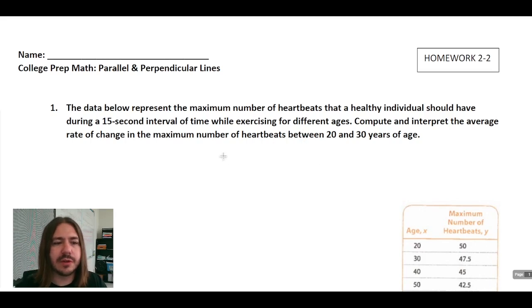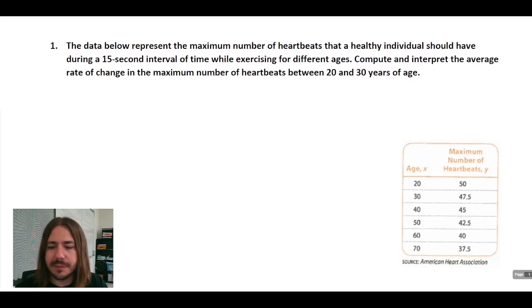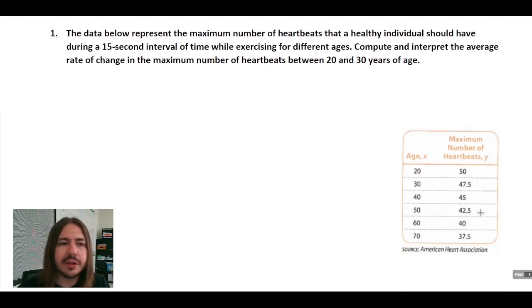Number one says the data below represent the maximum number of heartbeats that a healthy individual should have during a 15-second interval of time while exercising for different ages. Compute and interpret the average rate of change in the maximum number of heartbeats between 20 and 30 years of age. Okay, so the average rate of change.